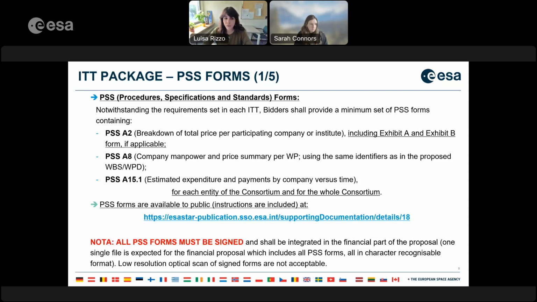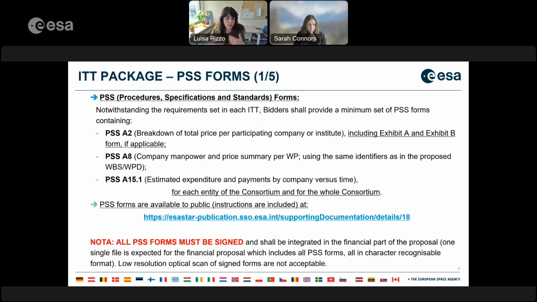These PSS forms are available to the public with the instructions included, so please make sure you click on this link. On ESA Star publication, you will find the list of all the applicable and existing PSS forms requested by ESA, with a detailed explanation of each line to be filled in. So again, I strongly suggest you click on this link and go through all the information, because it could be very, very useful.